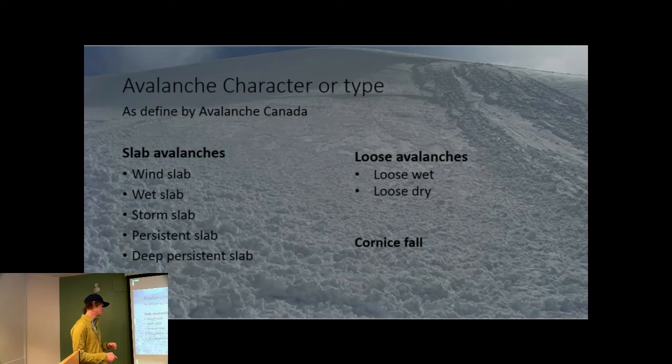We'll talk about this later. And loose dry and loose wet is basically snow that's got no cohesion, that's really weak, and it's kind of a domino thing. And cornice fall. So we'll go through these really quick.